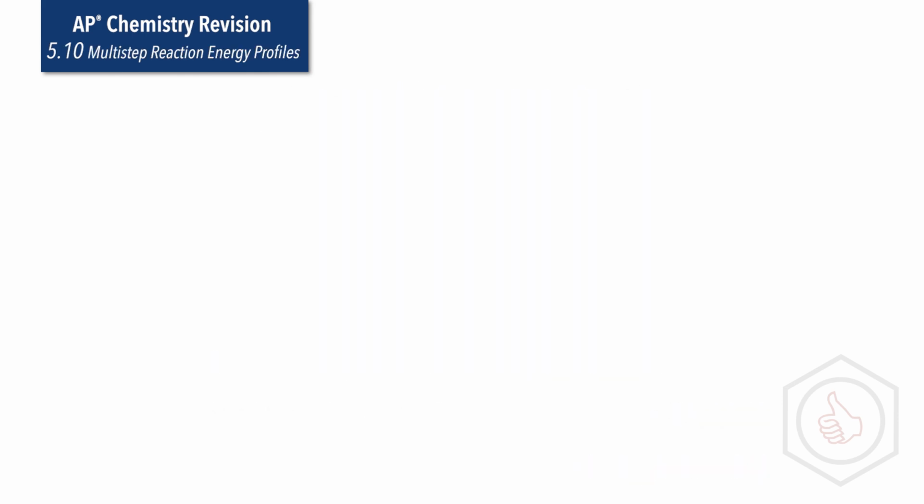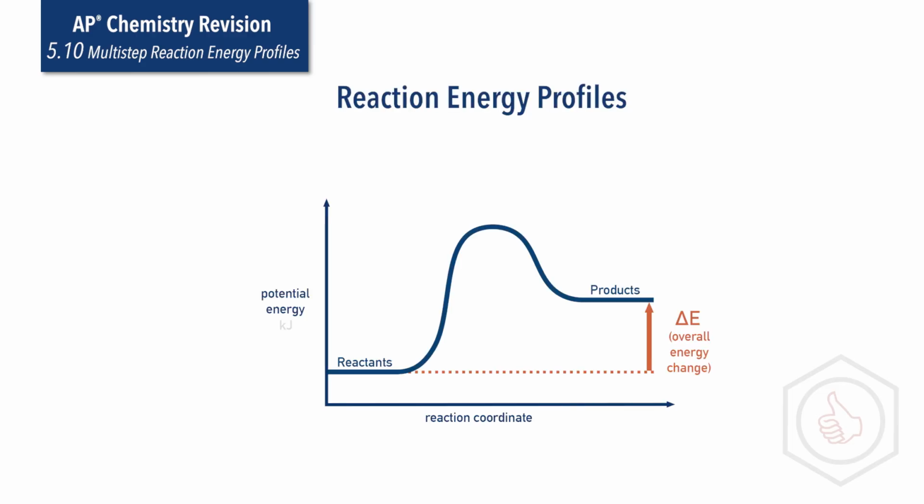As we saw in chapter 5.6, a reaction energy profile is a graph that shows how the potential energy of a chemical system changes as reactants get turned into products.